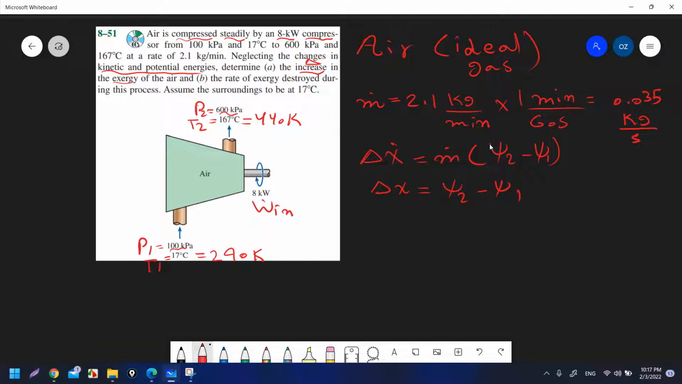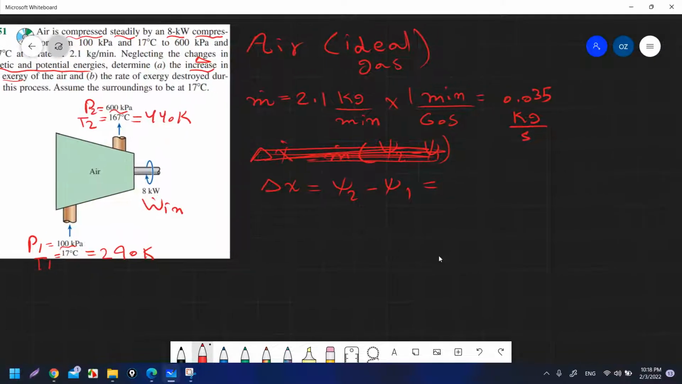In the exam, usually the doctor gives you the unit that he wants you to find. If he wants it per unit mass or in a rate form, he will tell you in the question. In this question we will find it per unit mass. So we will find psi 2, the flow exergy in state 2, minus state 1. From the long equation we can find it: H2 minus H1 minus T naught times S2 minus S1.